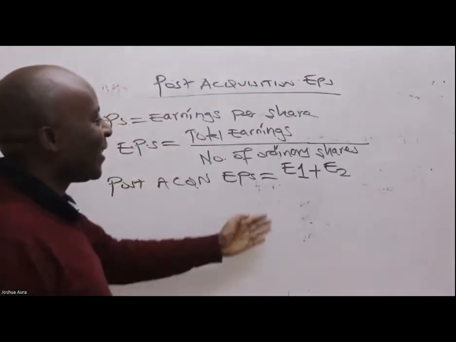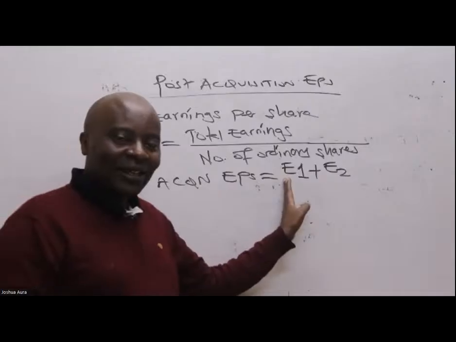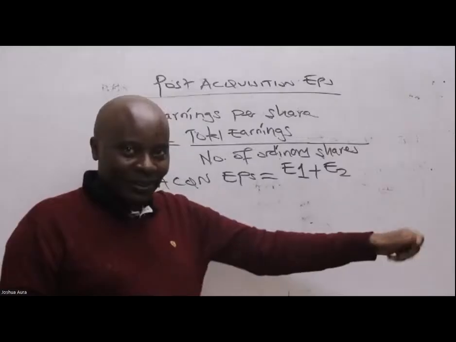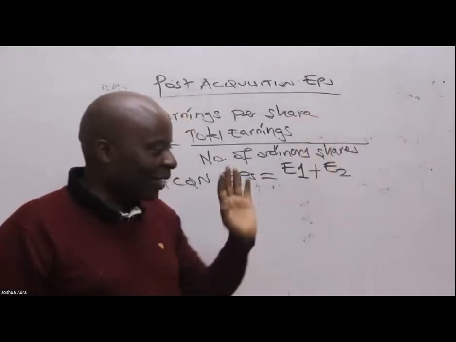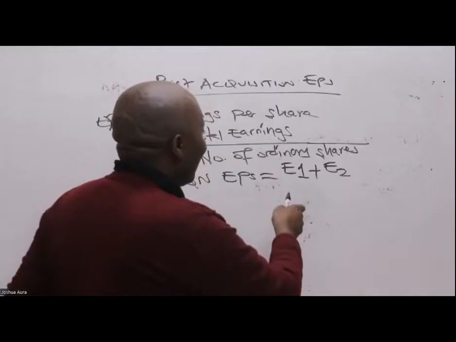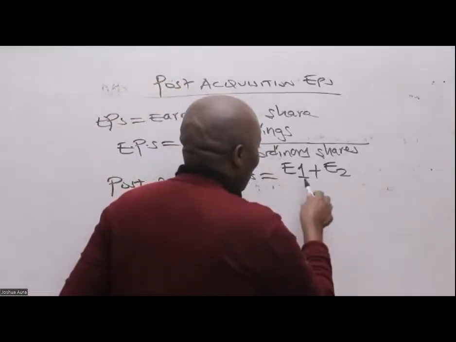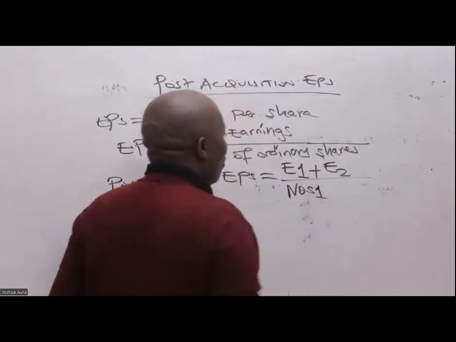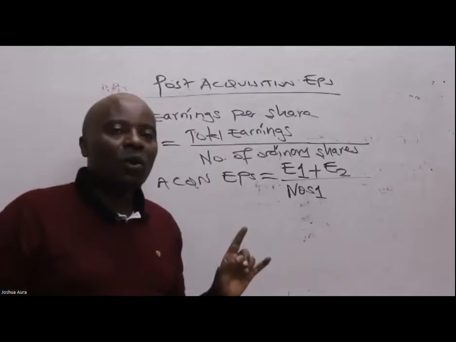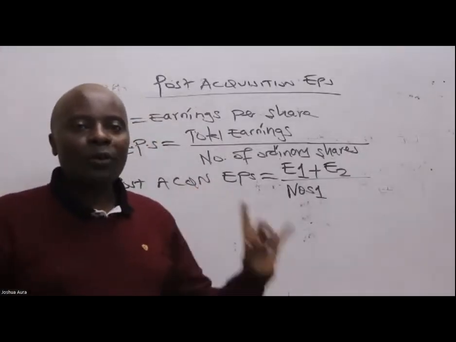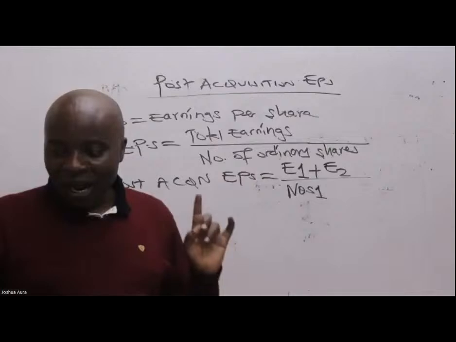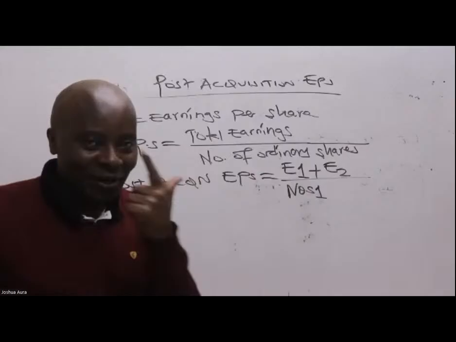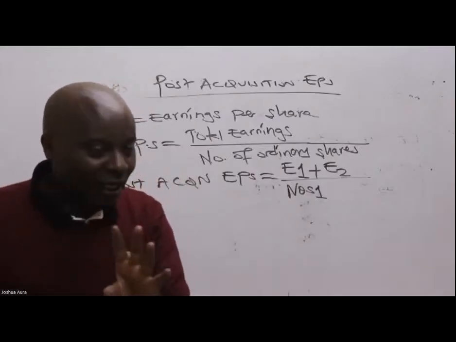So you take earnings of the husband plus earnings of the wife, lock them. The wife throws her key to the man. The man, being the head of the family, should be able to run the family finances. All over, then we have NOSE 1. Whenever you see us using the word NOSE, NOSE stands for number of ordinary shares.